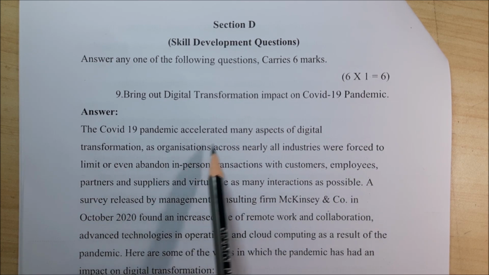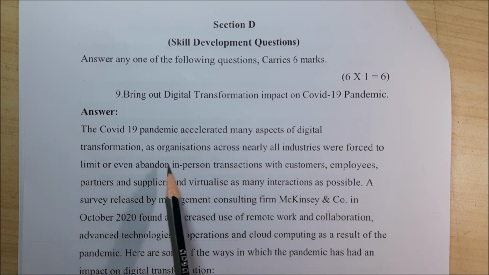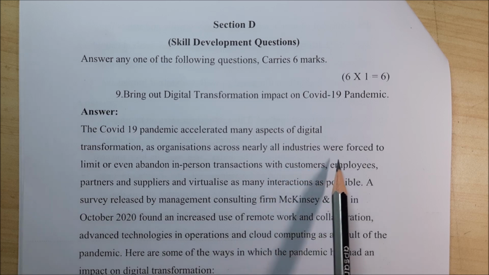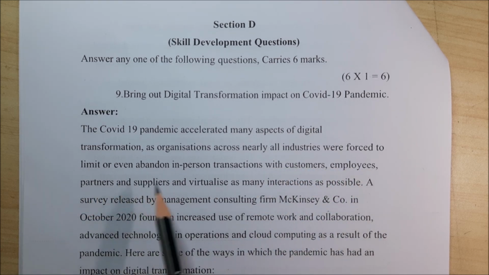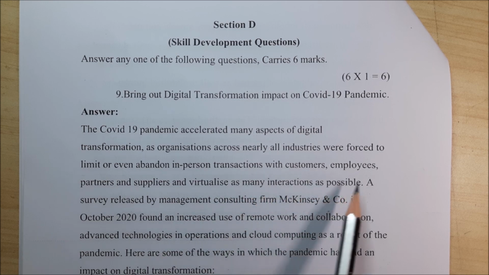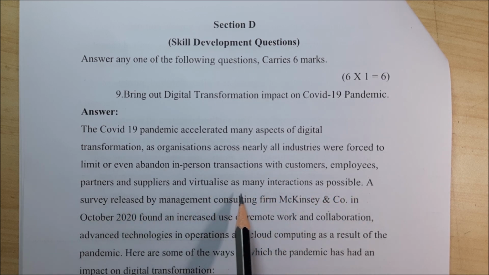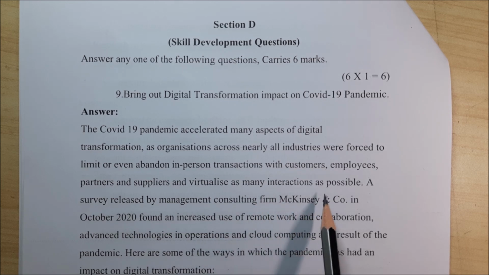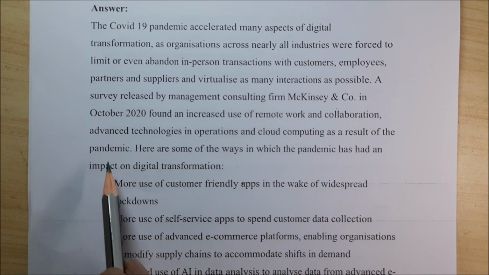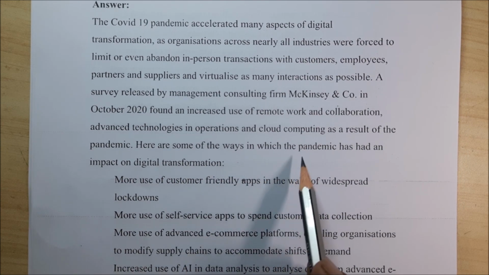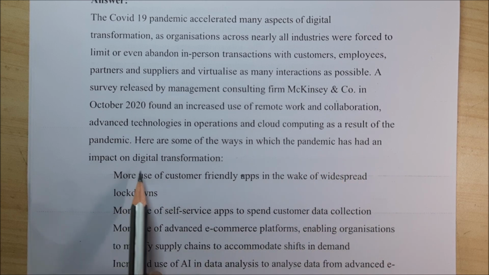COVID-19 pandemic accelerated many aspects of digital transformation, as organizations across nearly all industries were forced to limit or even abandon in-person transactions with customers, employees, partners, suppliers, and virtualize as many interactions as possible. A survey released by the management consulting firm McKinsey and Company in October 2005 found an increased use of remote work and collaboration, advanced technologies in operations, and cloud computing as a result of the pandemic. Here are some of the ways in which the pandemic has had an impact on digital transformation.